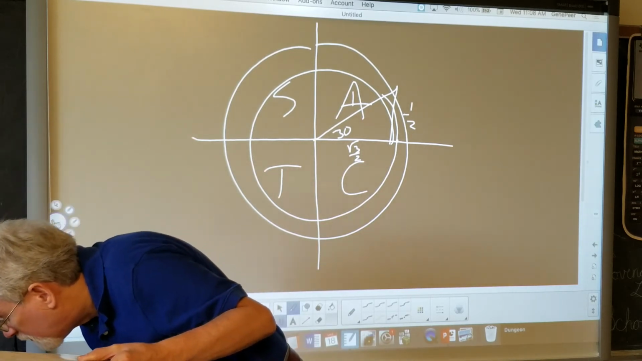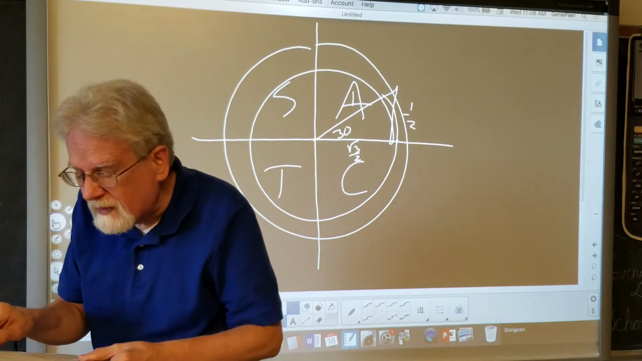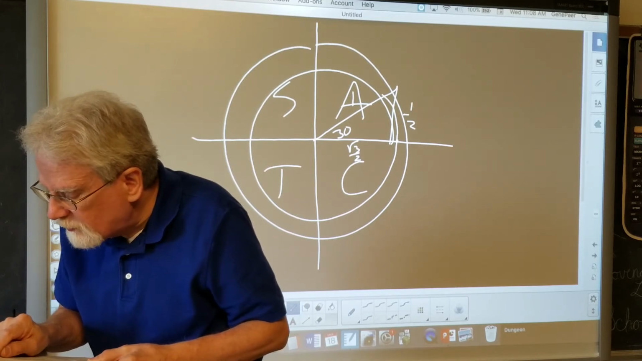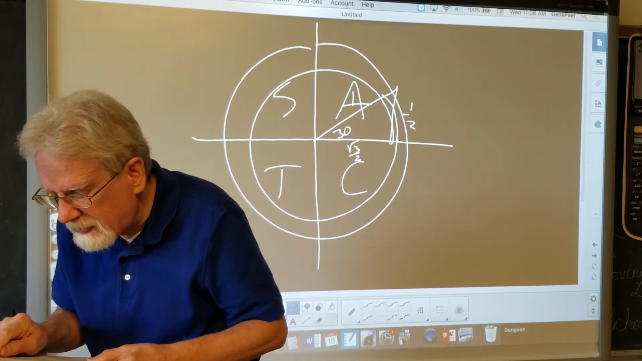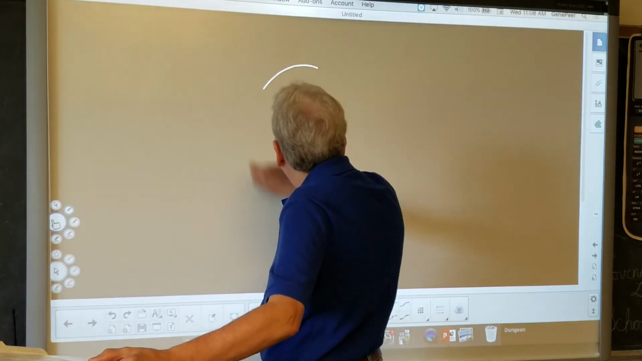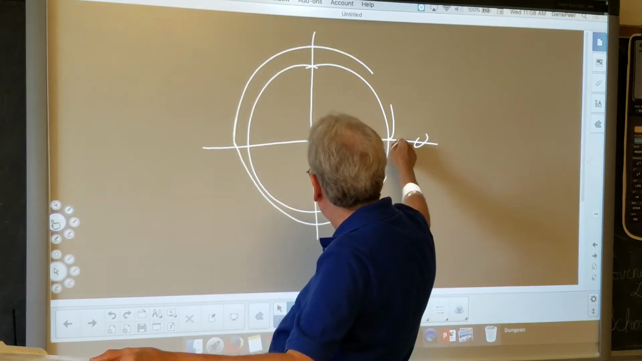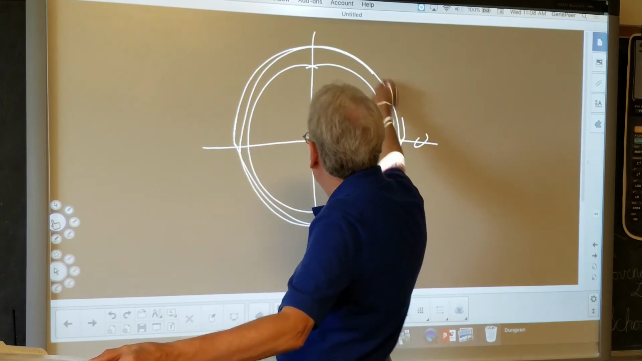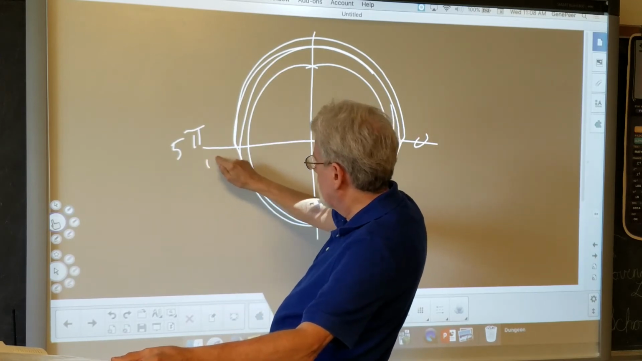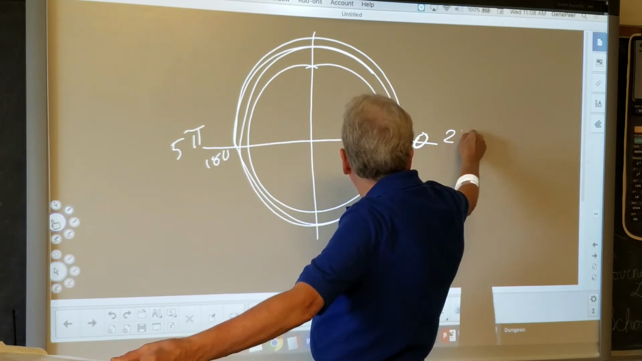Moving on to number 50, no, that was 58, 64. Number 64, this looks like, yes, more of the same thing. 5 pi, where is 5 pi? 5 pi would be 0, 1 pi, 2 pi, 3 pi, 4 pi, 5 pi. Remember the trick. An odd number of pi will be here at 180. An even number of pi will take you back to 0 again, or 2 pi.